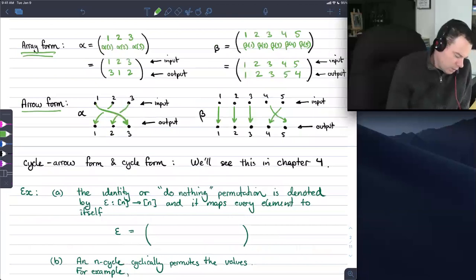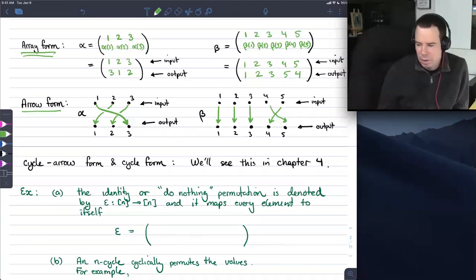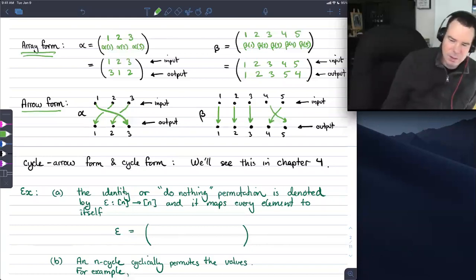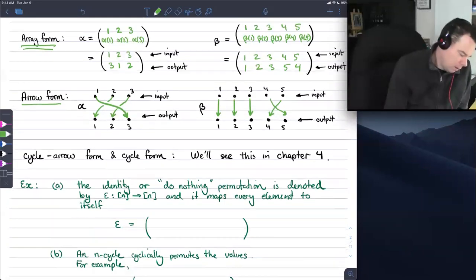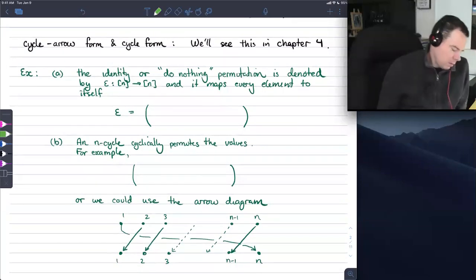We're going to talk about cycle arrow form and cycle form in chapter 4. That turns out to be a more condensed version of these representations, which contains all the same information, but actually is much, much more powerful. And I'm going to delay it till chapter 4 because we don't really need it as of yet to explore what permutations are. But we'll see that it's a condensed form that contains all the same information, and yet we can do a lot more with it. So let's go ahead and look at some examples.